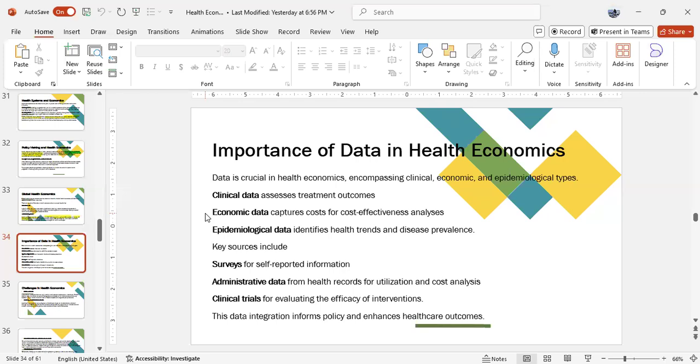Key resources include surveys for self-reported information, administrative data from health records for utilization and cost analysis, and clinical trials for evaluating the efficiency of interventions. This data integration informs policy and enhances healthcare outcomes.